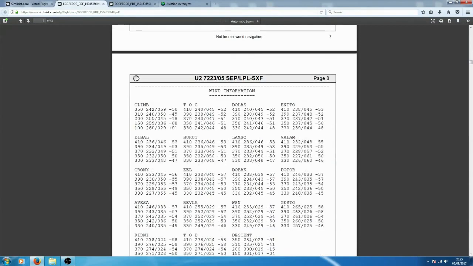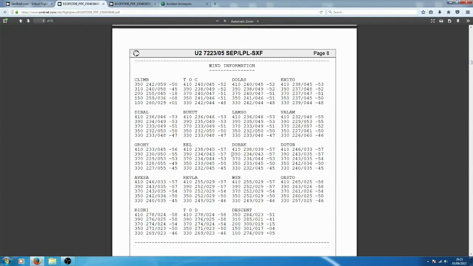Moving on now, it'll also give you your winds as well and your OATs. Very important to note. So you've got your wind information and your OAT at various waypoints, so say it will be 37,000 feet for today. Once we pass over Revla, it should be wind 252 at 29 degrees, minus 54 OAT.